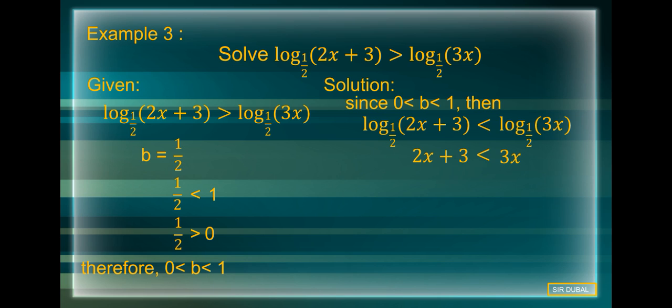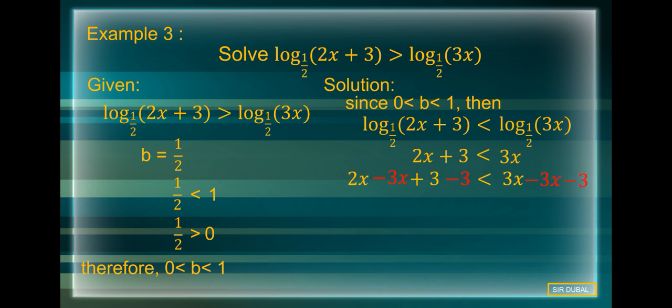So after this, we're going to solve for x. In solving for x, we're going to apply the subtraction and division rule. So to do it, we need to subtract 3x in our right side. Since we are subtracting 3x in our right side, we also need to subtract 3x in our left side. Then we need also to subtract 3 in our left side. Since we are subtracting 3 in our left side, we need also to subtract 3 in our right side.